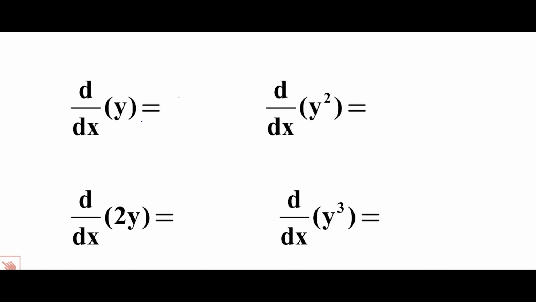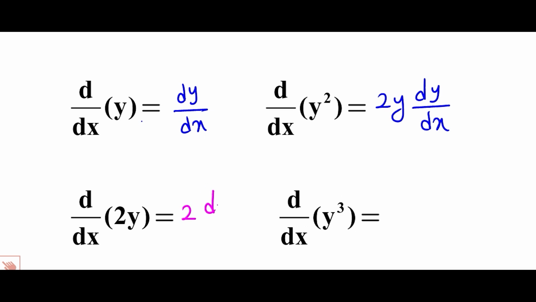So we have 1 times dy/dx. Or the derivative of y squared: first take the derivative of the inside, which is 2y, and then multiply by dy/dx. Or the derivative of 2y: first take the derivative of the inside, which is 2, and then multiply by dy/dx. Or the derivative of y cubed is 3y squared times dy/dx.